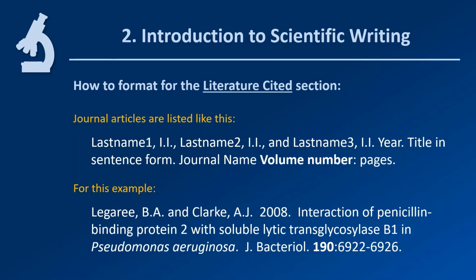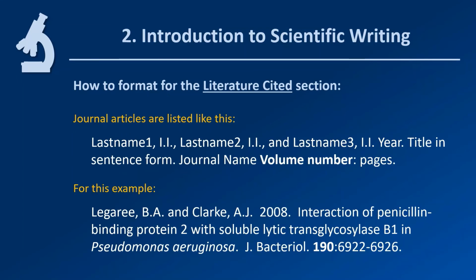So notice the species name, Pseudomonas aeruginosa, is in italics, and the genus is capitalized, but everything else in that sentence is lowercase except for the first letter. So it's like a sentence. There's the name of the journal, J. Bacteriol., which is abbreviated for the Journal of Bacteriology. The volume number is 190 in bold, and then of course the page numbers.